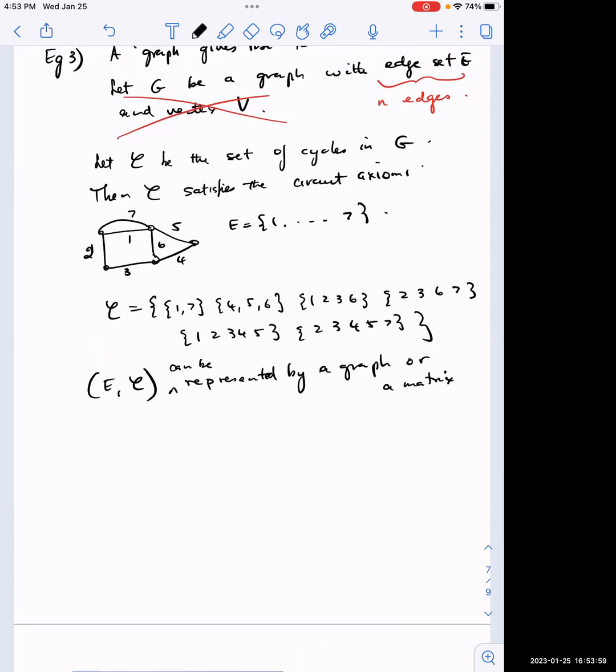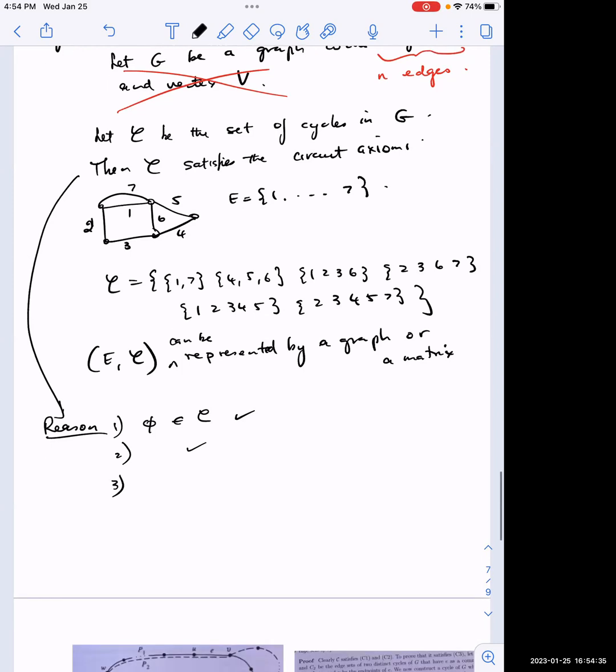Why would C satisfy the circuit axioms? Well, the empty set is a circuit. We'll take that as obvious. And if you have two circuits, two cycles, and one is contained in the other, then they're equal. So again, it's just the third thing that needs to be checked. And I'm going to explain it with an example.